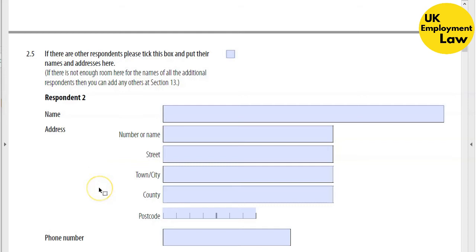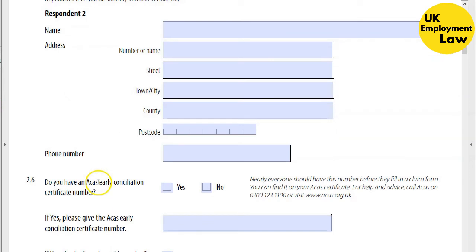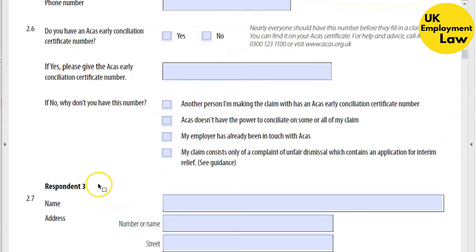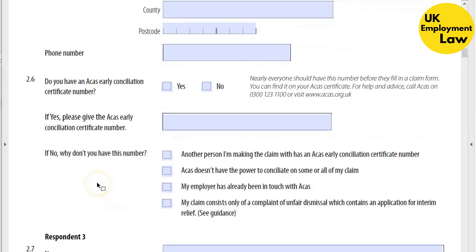If one employee discriminates against or harasses another, the employer will generally be liable unless it has taken reasonable steps to prevent such conduct from taking place. The offending employee may also be liable. You can also use section 13 in this claim form. This is at page 10 and 11 to give details of any further respondents.